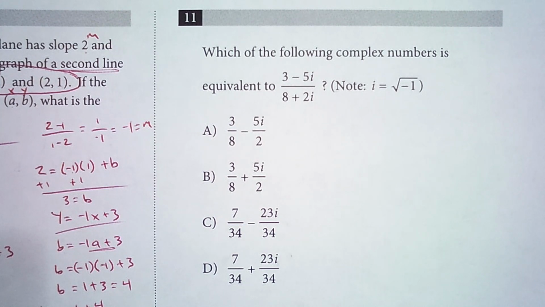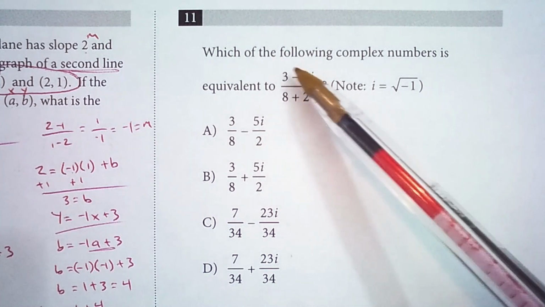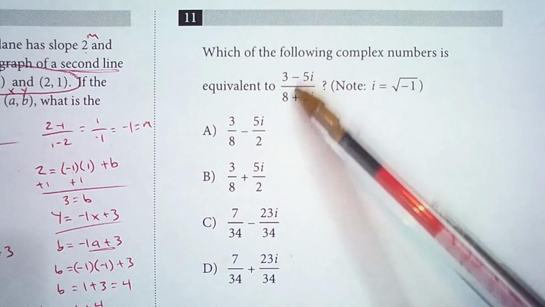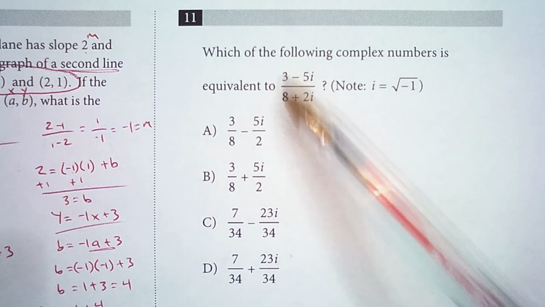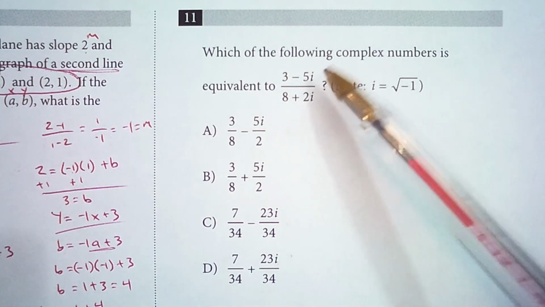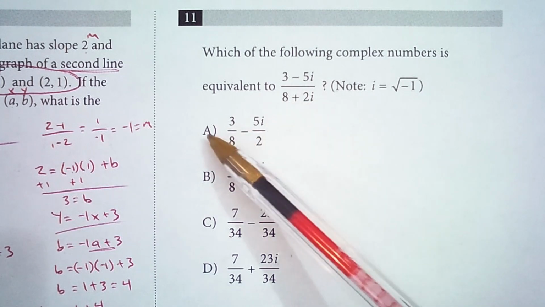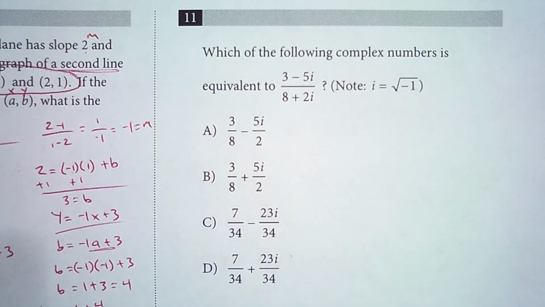So options A and B both look a little bit tempting because you think maybe I can just split this fraction into 3 over 8 and then minus 5i over 2i. But you can't really do that. If you wanted to split this, it would be 3 over (8 plus 2i) minus 5i over (8 plus 2i). So A and B are not really necessarily great options.